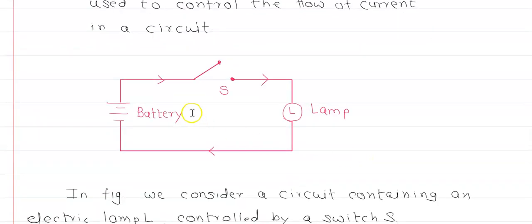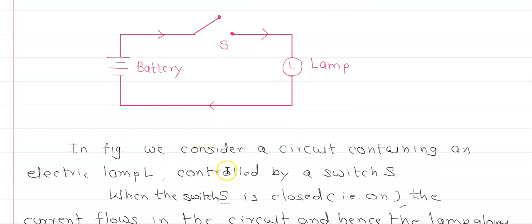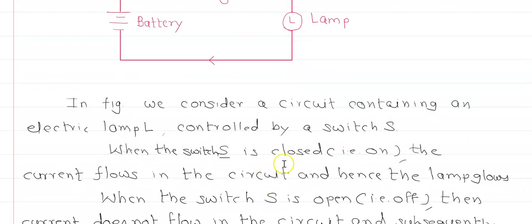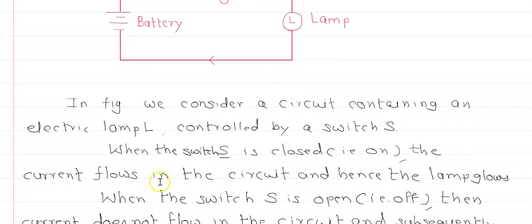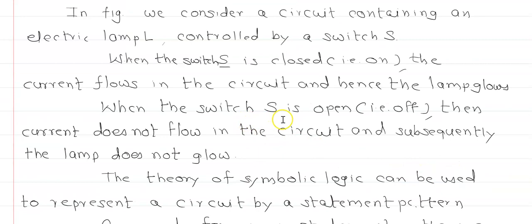Now see this here. S is a switch, L is a lamp, and B is the battery, and the current is shown in a direction. In the figure, we consider a circuit consisting of an electrical lamp L controlled by the switch S. When the switch S is closed, that is on, the current flows in the circuit and hence the lamp glows. When the switch S is open, that means off, then the current does not flow in the circuit and subsequently the lamp does not glow.